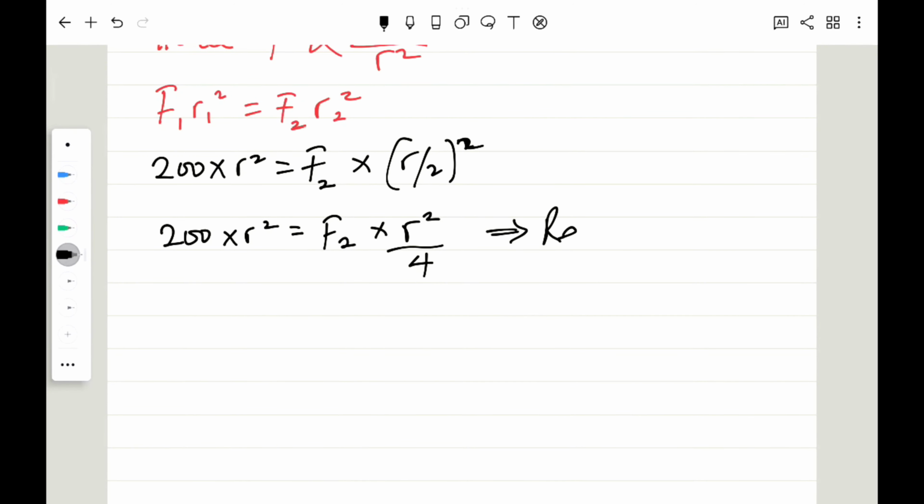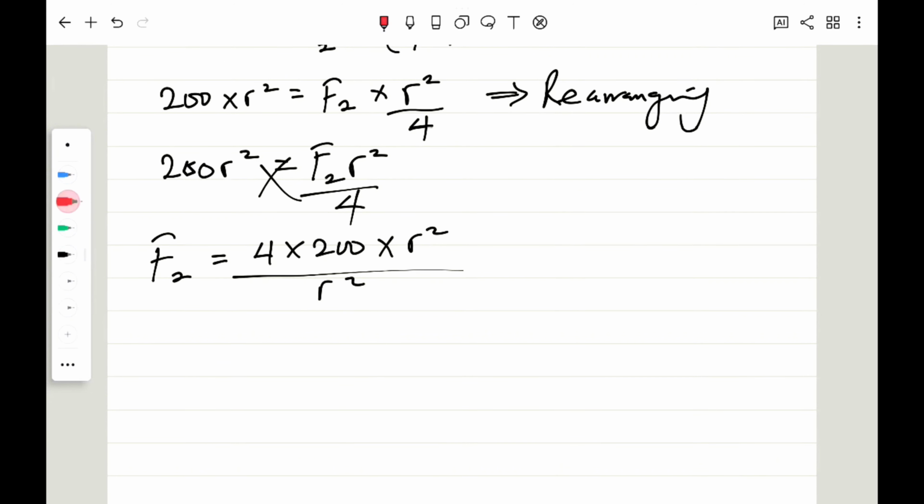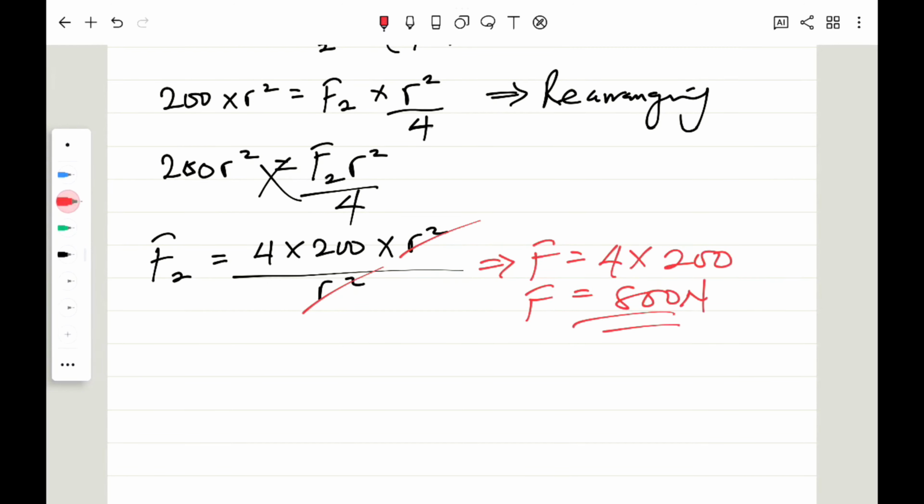So let's cross multiply now. So if we rearrange by cross multiplying, we have 200 times R squared is equal to F2 R squared over 4. Okay, so that F2 is equal to 4 times 200 times R squared over R squared. So R squared will cancel R squared. 4 times 200 will equal 800 Newton. That gives our final answer to this question. Next question.